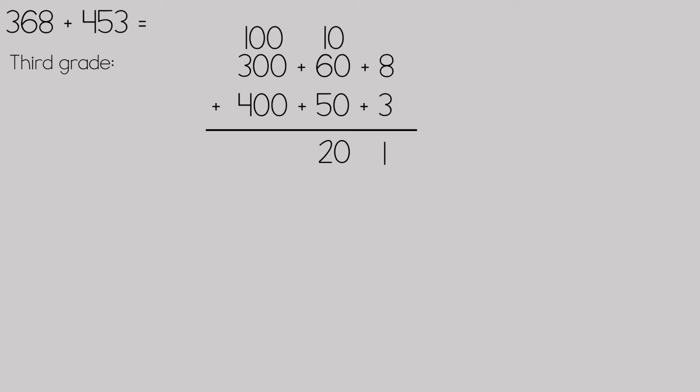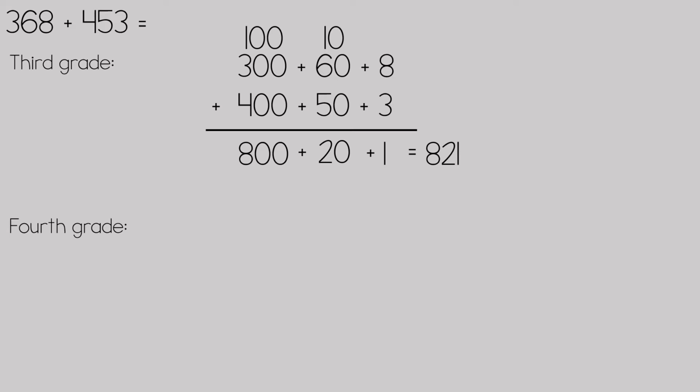Next, we add the hundreds place. 400 plus 300 is 700, plus 100 equals 800. Once the student has added together all of the place values, they add the numbers together by place value to get 821.